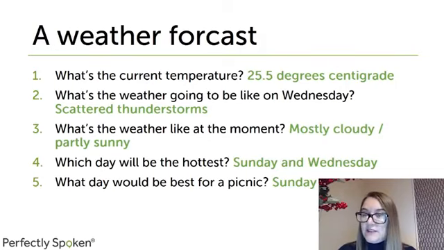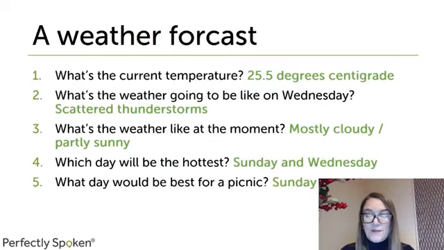Okay, so the current temperature is 25 degrees centigrade. The weather on Wednesday is scattered thunderstorms. Now, this is an interesting word, scattered. Do you know what it means? The verb is to scatter. So scattered means not in one location, but dotted around the country. So something is scattered, it's spread out. So lots of different thunderstorms around the country.